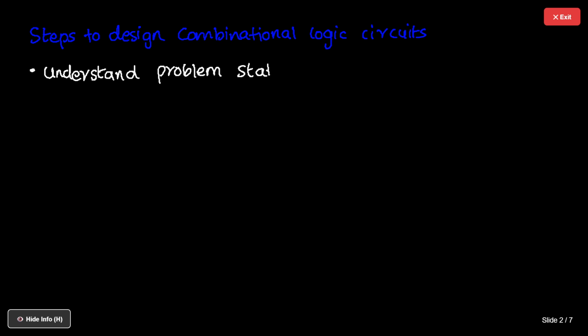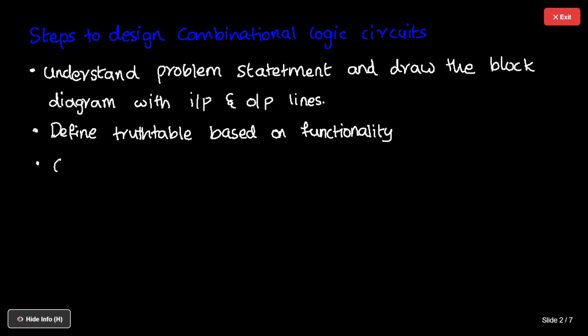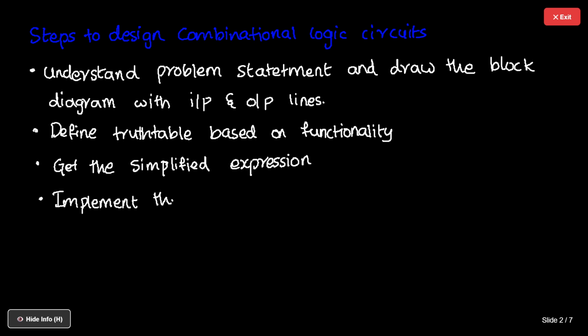Steps to design combinational logic circuits. Understand the problem statement and draw the block diagram with input and output lines. Define the truth table based on functionality. Get the simplified expression. Implement the logic circuit.